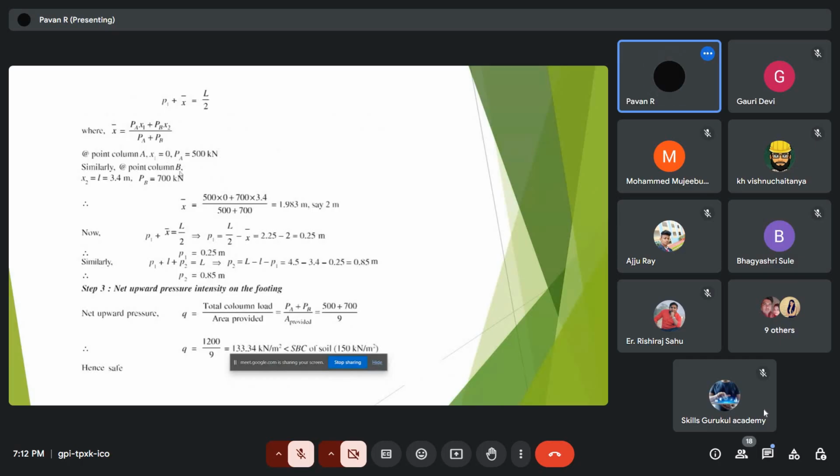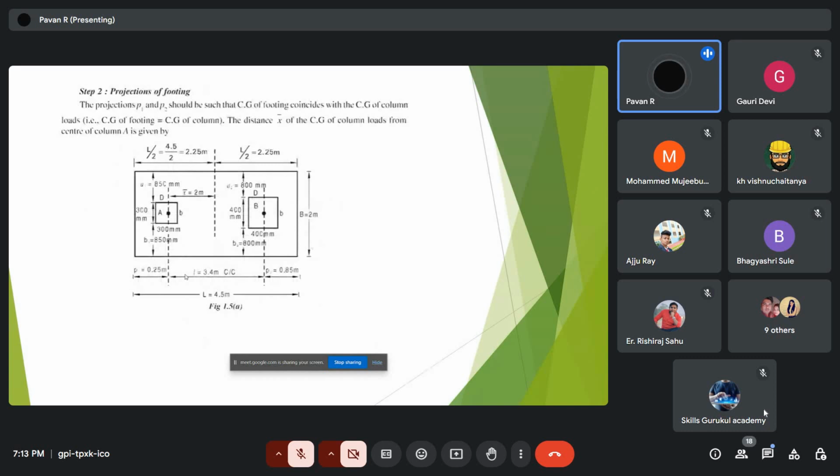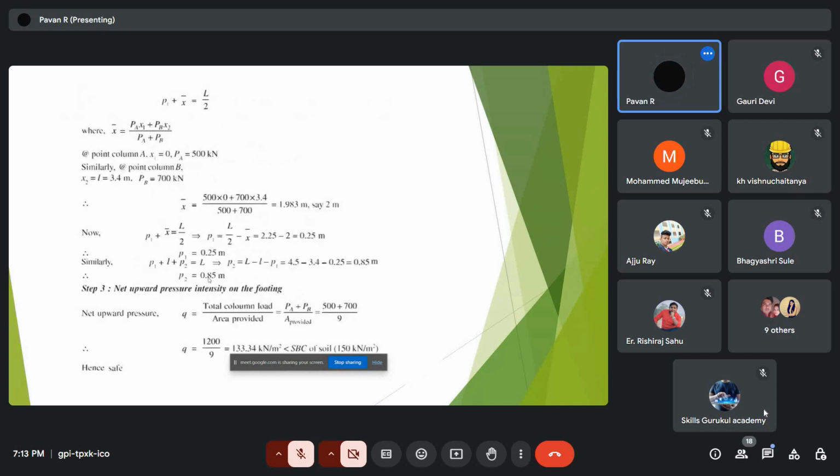X dash is 1.983, that is 2 meter. Next is P1 plus X dash, so we can find P1 by substituting in the formulas. This is 0.25 meter as we see here, and P2 is 0.85, which is worked out with the formula P1 plus L plus P2, where this is P1, this is L, this is P2. We know P1 and L, so we can find P2 to be 0.85.